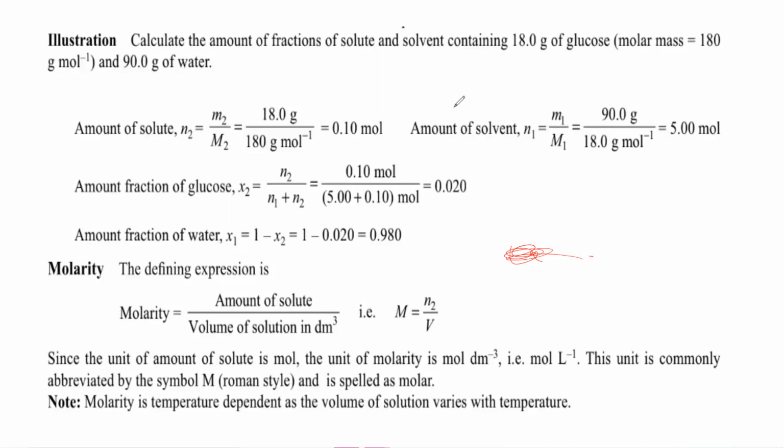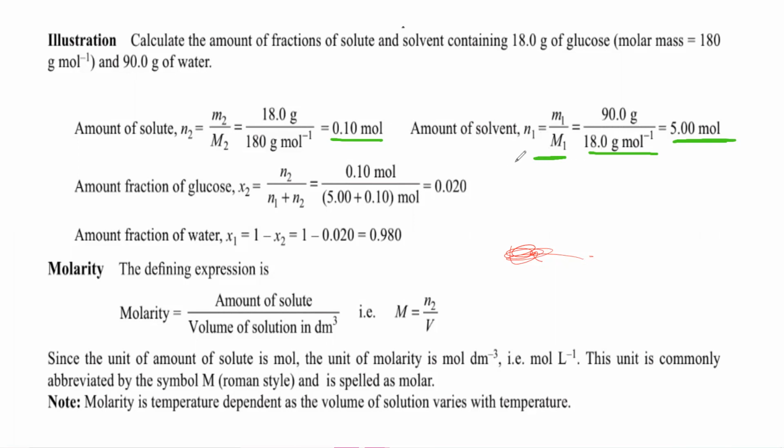C6H12O6. So the glucose formula is C6H12O6. So 18 grams divided by 180 is 0.1 mole. The amount of solvent is equal to given weight by molar mass of solvent. That is 90 grams by 18, since the molecular weight of water is 18. So it is 5 moles.